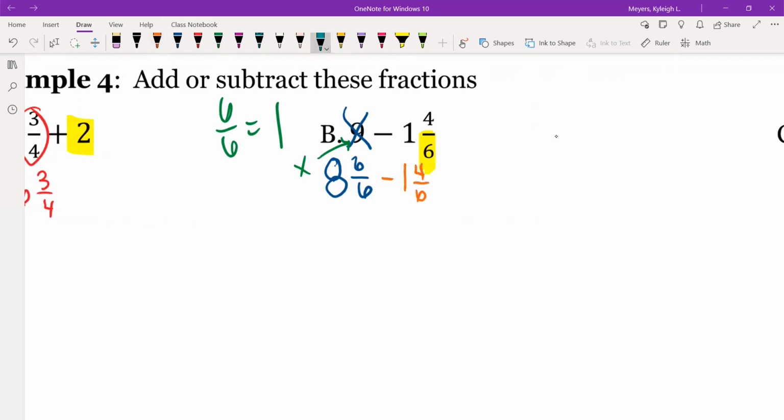So now I could do 8 minus 1, which is 7, and then 6 minus 4, which is 2/6, and then simplify that to 7 1/3. Okay, so again, because we're subtracting, we have to borrow 1.